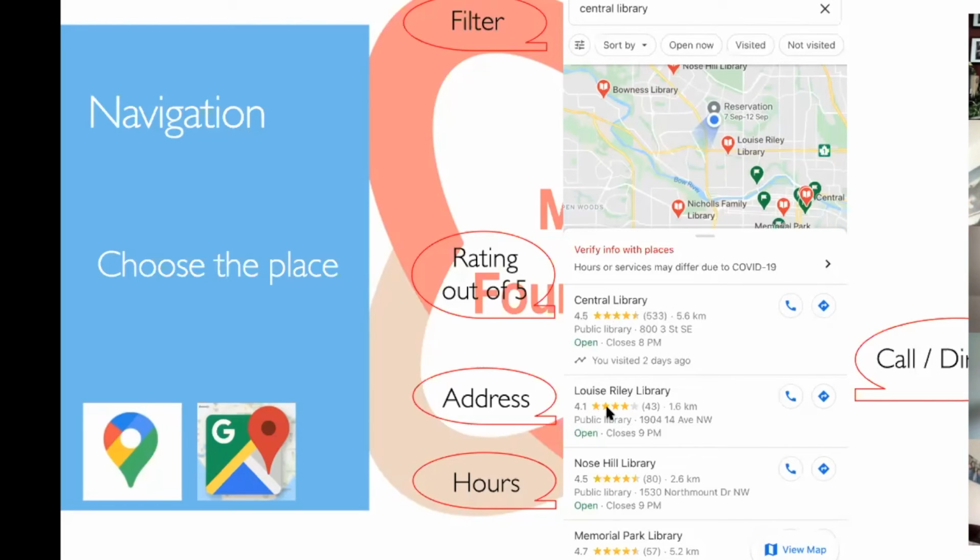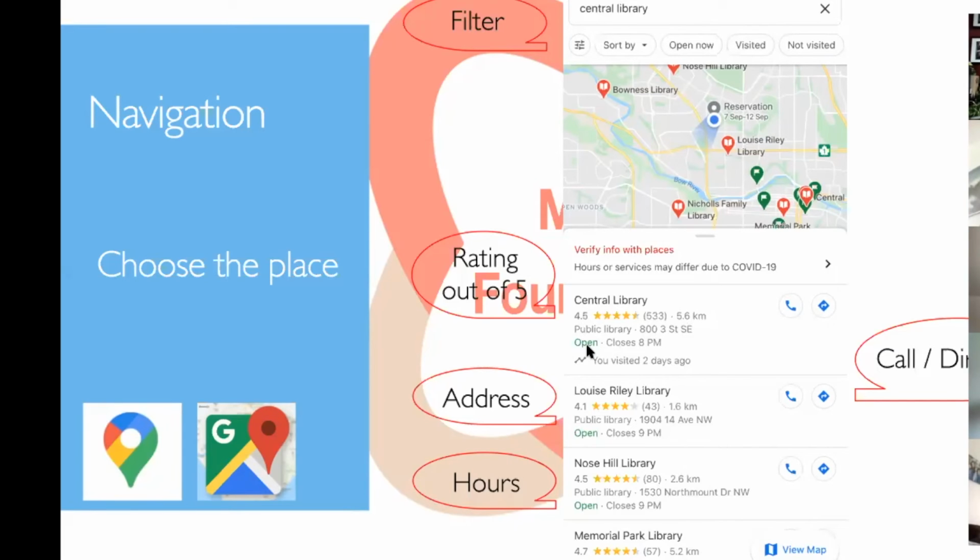Like for example, the Louise Riley Library only has 43 reviews, whereas Nose Hill Library has 80 and Memorial Park Library has 57. So again, it depends on the popularity of the place, how long it's been around for and whatnot. Underneath that is the address for it. So in this case, 800 3rd Street Southeast in Calgary here. And then the hours of business.